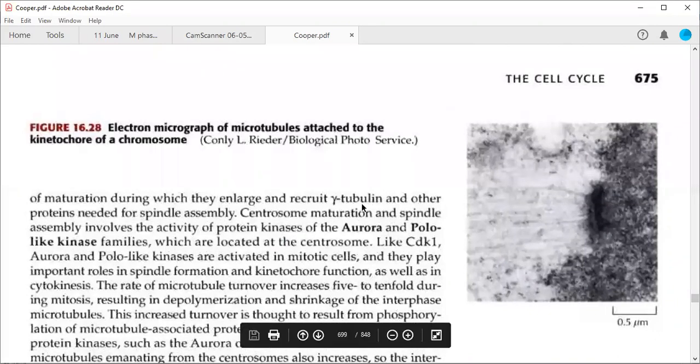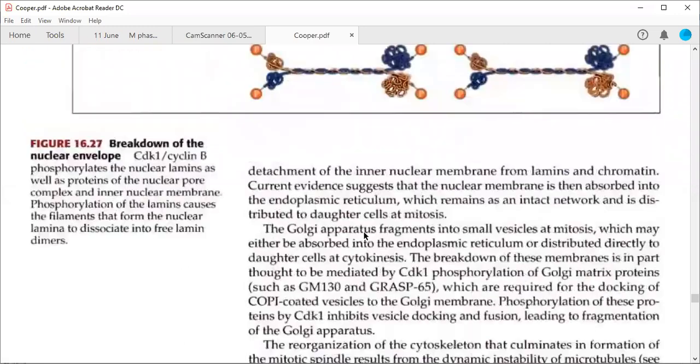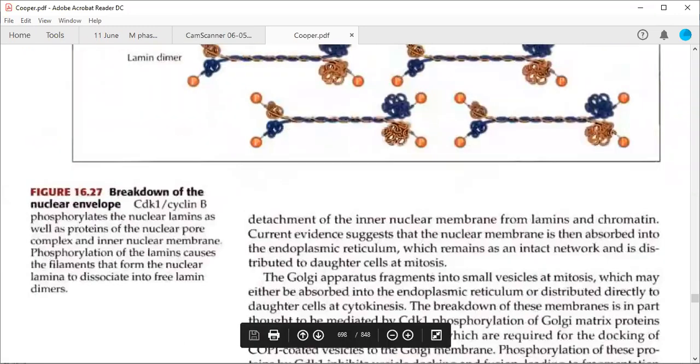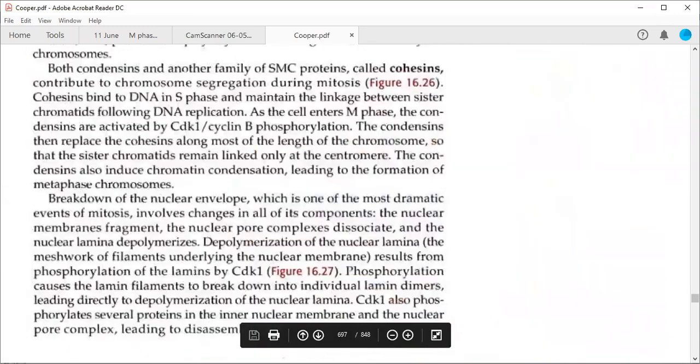Okay, so this is also you will find in your pathfinder, that gamma tubulin and other proteins are required for the formation of the spindle. The centrosome maturation and spindle assembly also involve protein kinases, which are under two families. One is called Aurora and the other Polo-like kinase families, located at the centrosome only. What is centrosome? Centrosome is centrosome. Okay, so one thing you need to know.